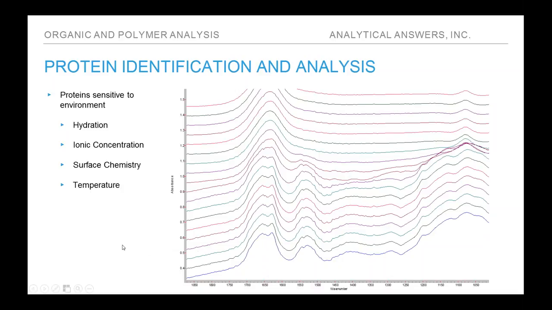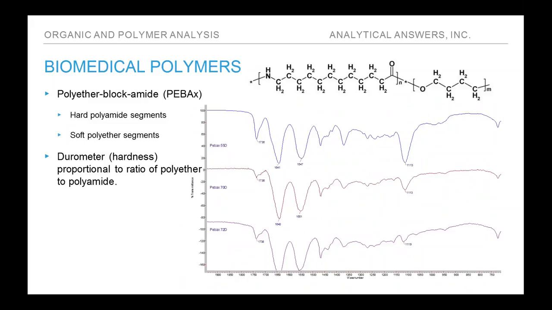So besides proteins, there's a whole series of biomedical polymers that are important. We're not going to try to go over each and every biomedical polymer of importance, just some selected ones here. One very common polymer used in the biomedical industry is called a PEBAX, also called a polyether block amide polymer. A whole range of different polymers of different hardness, or durometers. The general hardness or durometer of these PEBAX polymers is determined by the ratio of the polyether groups to the polyamide groups.